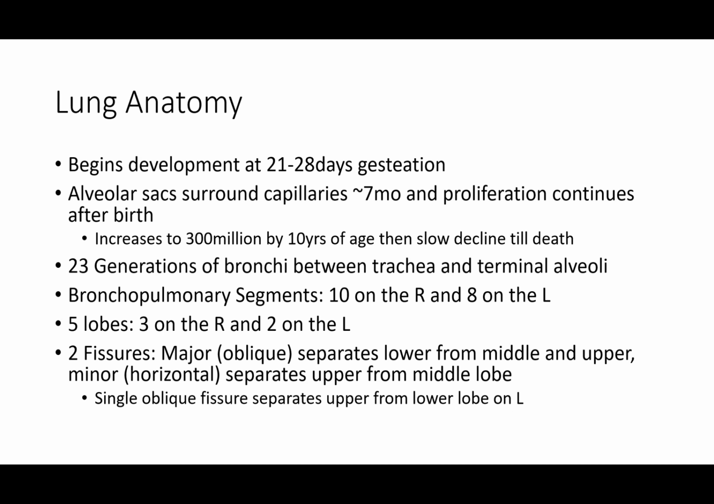The bronchopulmonary segments are the main ones after the right and left main stem bronchus and bronchus intermedius. Again, there's 10 on the right and 8-ish on the left. There's 5 lobes, 3 on the right, 2 on the left.